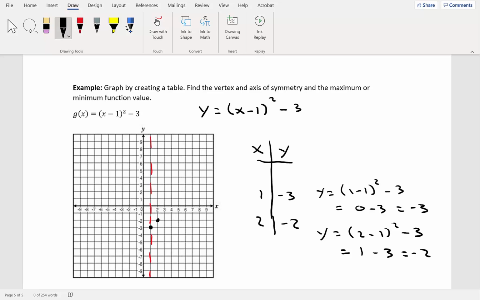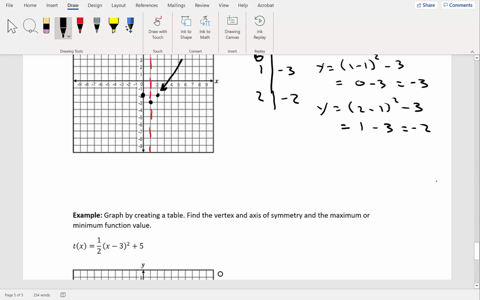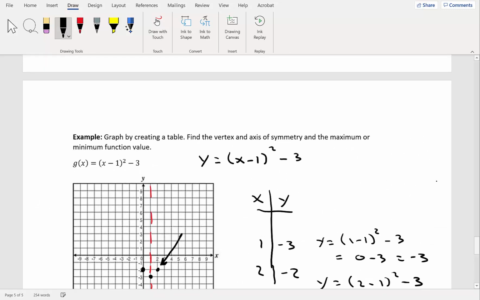And now I could use my axis of symmetry to find another point. Since this point is 1 unit away from the vertex, if I go 1 unit in the other direction, my y-coordinate has to be the same, giving me the point 0, negative 2. So now let's connect them with each other, and we have our parabola.